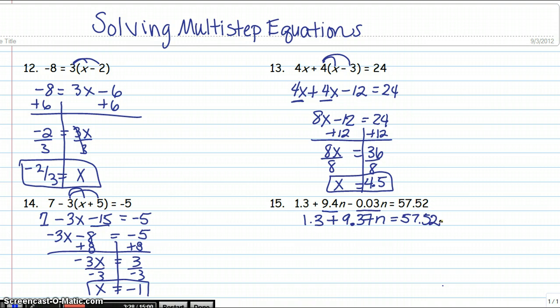57.52. Alright, and if you don't like the way that this is written with the n coming second, you can rewrite this as 9.37n plus 1.3, and that equals 57.52. Then I can use my inverse operations. Subtract 1.3 from both sides.